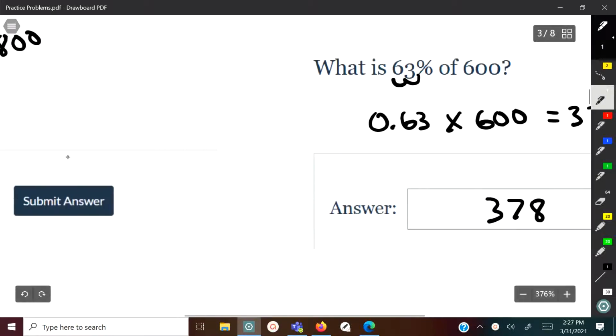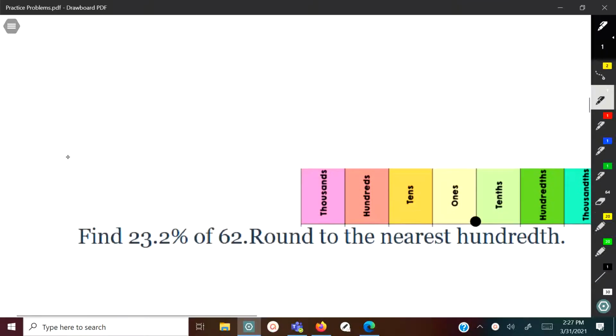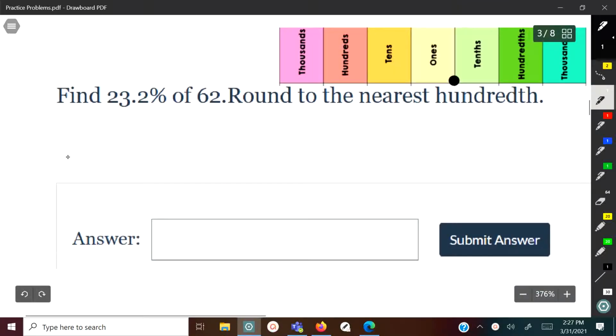Alright, let's take a look at another example. Here it says find 23.2% of 62 and round it to the nearest hundredth. It gets a little confusing because you have the decimal there. But if it says percent and you need to convert it, just move it two decimal places to the left. So we're going to move this two decimal places to the left, and I'm going to have 0.232, and we will multiply it times 62.